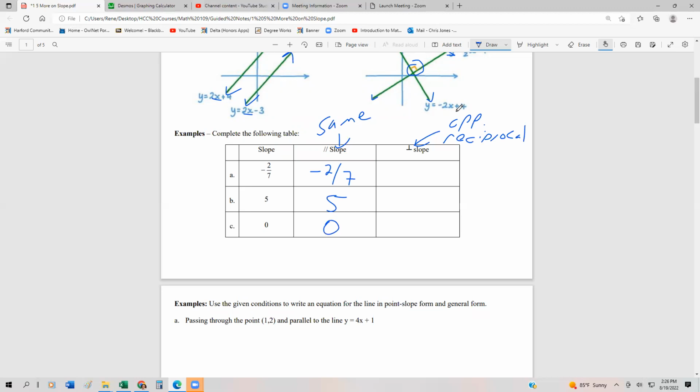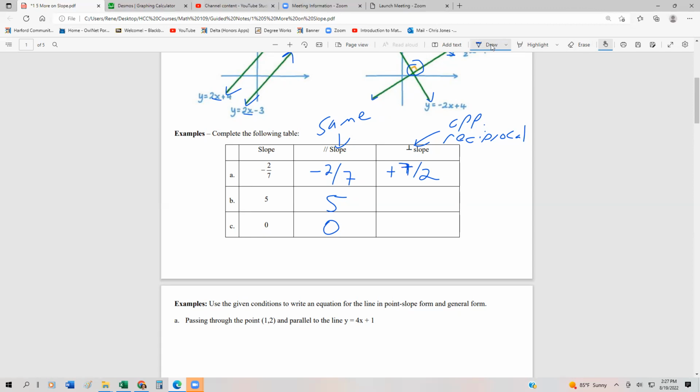Now, opposite reciprocal for perpendicular slopes. We know the opposite of a negative is a positive, so whatever our slope is, the perpendicular slope is going to be positive. Then all we do is flip over the fraction, so it's just going to be +7/2. If you want to get rid of the positive sign, that's fine. I'm just writing it in so we can make sure we know explicitly what's being said here.